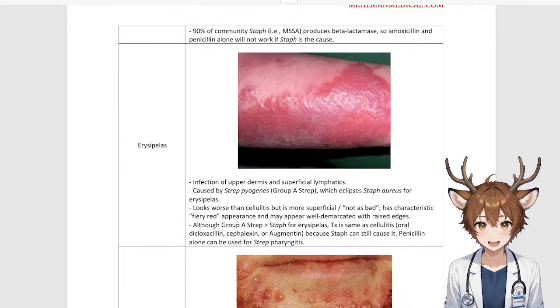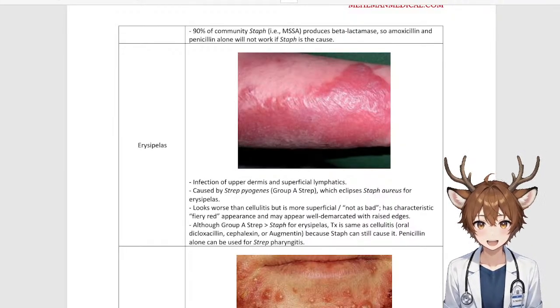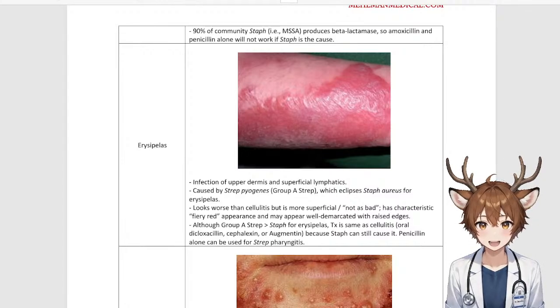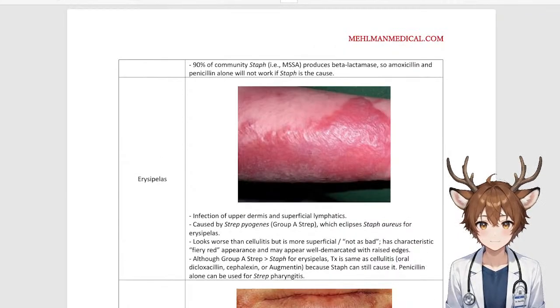So let me read that again. Treatment is the same as cellulitis, that is to say oral dicloxacillin, cephalexin, or Augmentin, because staph can still cause it. Penicillin alone can be used for strep pharyngitis, though.